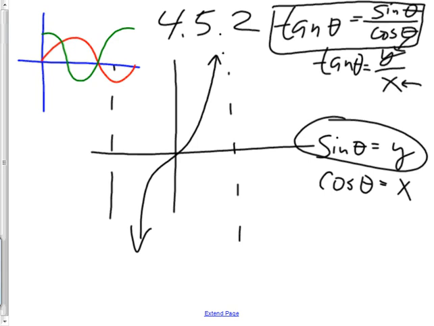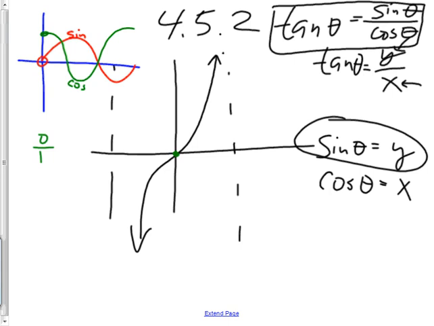Well, if I start right here at 0, the red one's at 0, and that's sine. And the green one is at 1, and that's cosine. If it's sine over cosine, it's like 0 divided by 1. What's 0 divided by 1? That's 0. That's why it's 0. See? It hits right there.